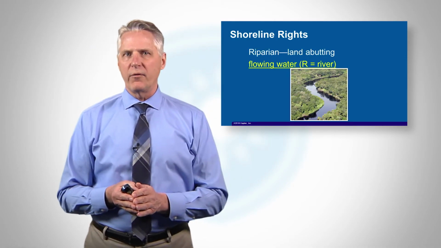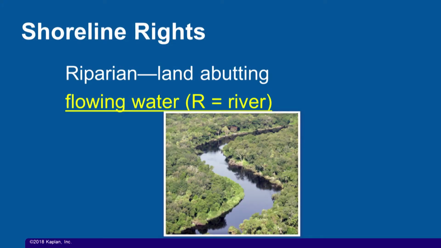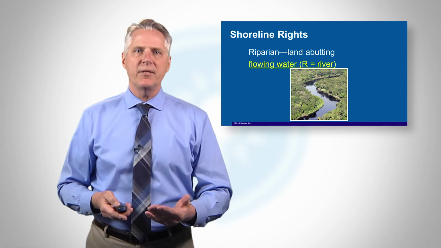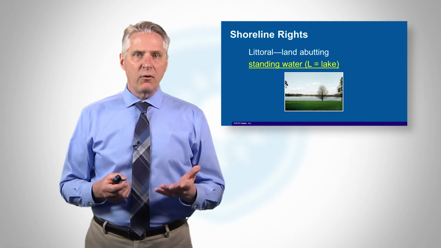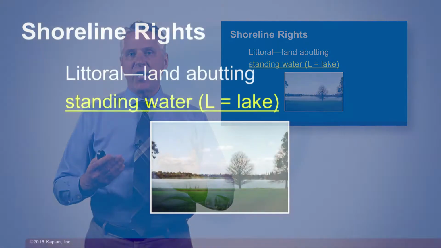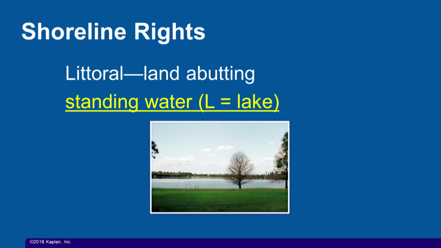First, shoreline water rights. The type of rights you have may depend on whether the water is standing water or flowing water. So water rights as they pertain to flowing water are known as riparian. That's when you own land adjacent to flowing water. So think riparian, river, riparian rights. Versus littoral. Littoral rights, or shoreline rights, pertain to if I own land adjacent to standing water. So think littoral, lake, littoral rights.